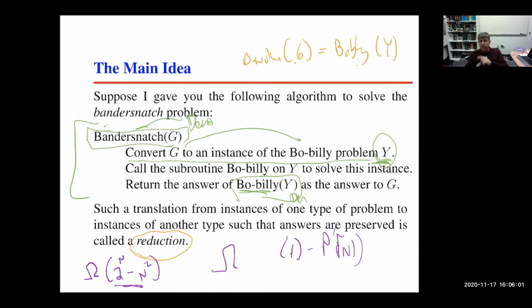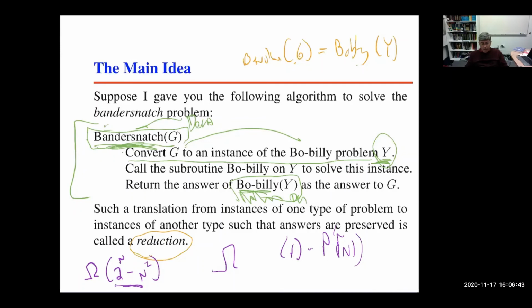If we did that translation in a way that preserves the answer, and that translation is fast, took order n time, n squared time, n cubed time, n to the 100th time, I'm still going to count that as fast enough. If I have a fast translation, what does that mean? If there was a fast mobility solver, the time it took mobility on the translated input plus the translation time would be the time of this Bandersnatch algorithm.